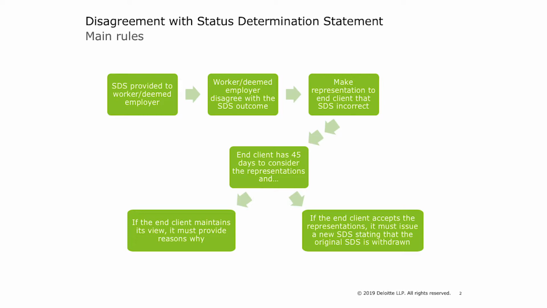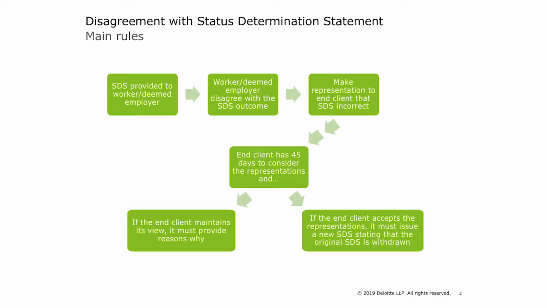Where the worker or the deemed employer disagree with the outcome of the status determination, they may make representations to the end client that the conclusion reached in the SDS is incorrect. This is most commonly expected to be cases where they believe an outcome should be self-employed when a conclusion of employment has been reached by the end client. Representations made to the end client should be as complete as possible to enable the client to give them serious consideration. The end client then has 45 days from receipt to consider the representations and either A.